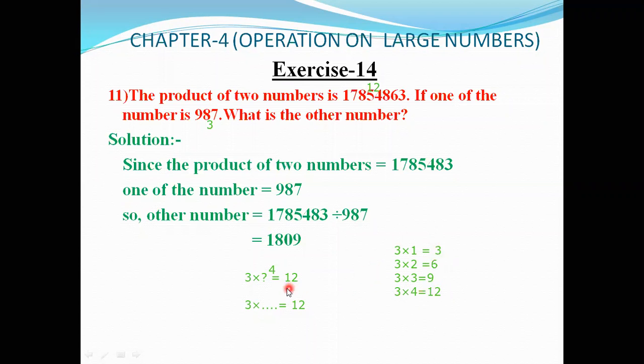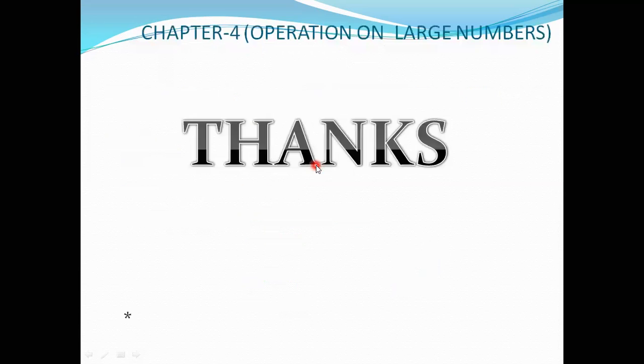How can we find this number? We can find this number when 12 is divided by the other number. When we divide 12 by 3, we get 4 also. Similarly, we can divide by 987 to find this number. We get this number. Now, in this way, we can solve the questions.